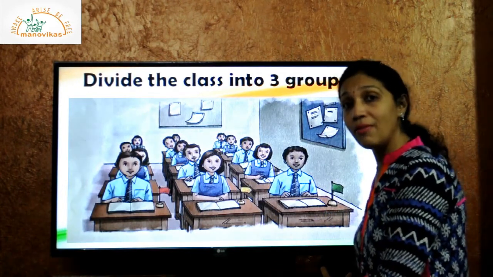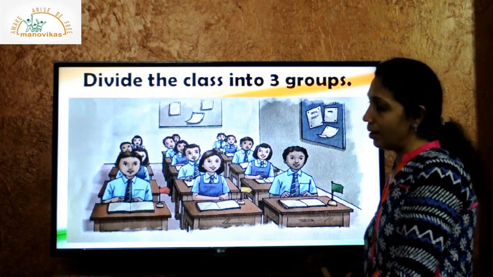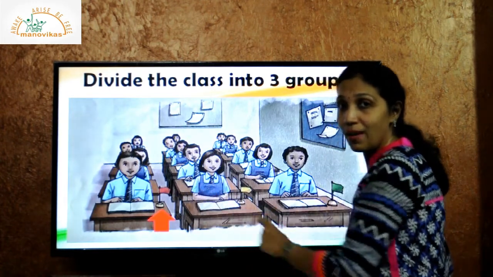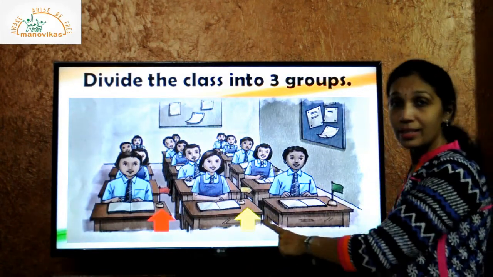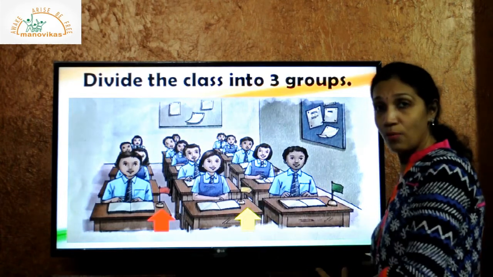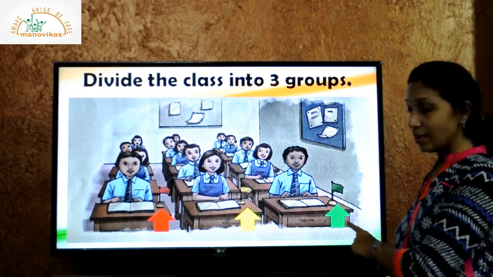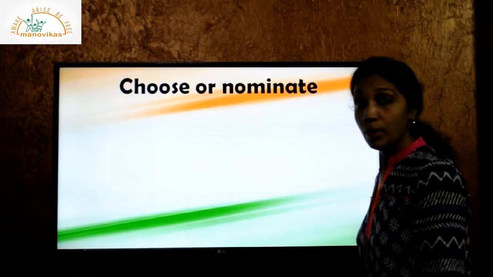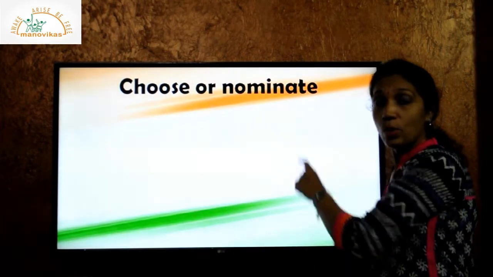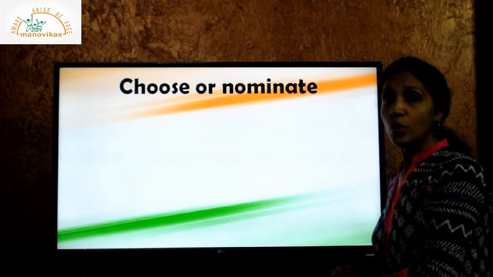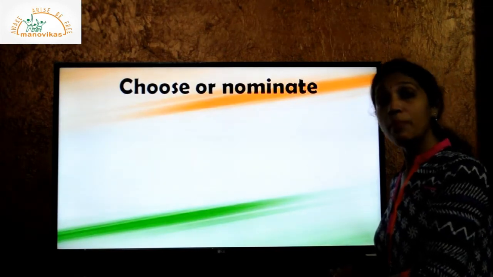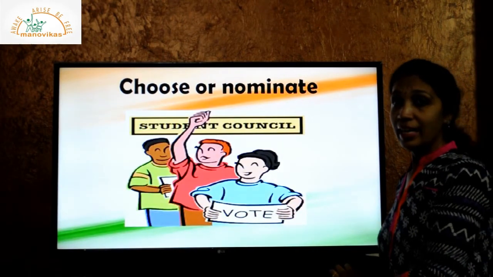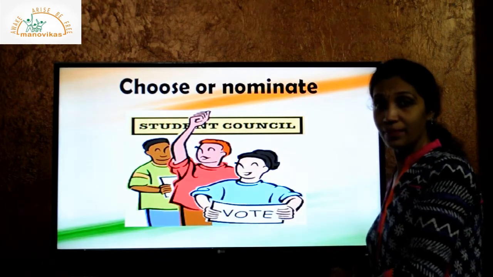Each group can have a group flag. The first group, that is the red group, can have a red flag. The second group, that is the yellow group, can have a yellow flag. And the last group, that is the third group, can have a green flag. Each group should choose or nominate one child from their own group who they think would make a good captain. This child is their candidate.